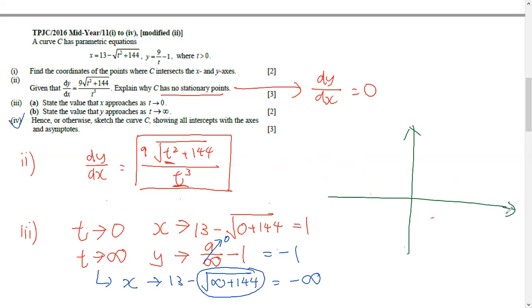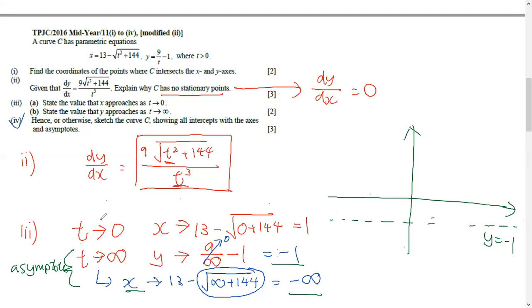So this piece of information, as x goes to negative infinity, y approaches -1, is actually a representation of asymptote. So you should be looking at y equals -1 asymptote. Same thing for this case.